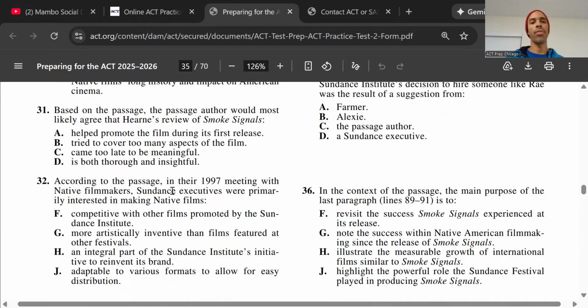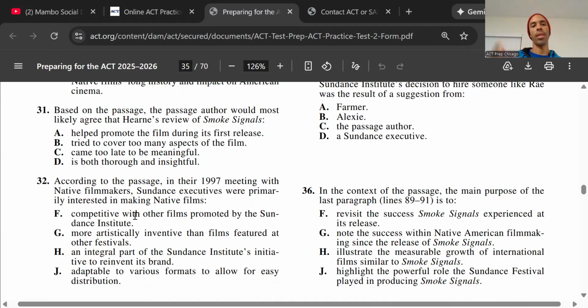Okay, so according to the passage, in their 1997 meeting with Native filmmakers, Sundance executives were primarily interested in making Native films competitive with other films. No. Not "competitive with other films promoted by Sundance," not "more artistically inventive than films featured at," and not "an integral part of the Sundance initiative to reinvent its brand." I think it was just make it competitive with other films produced.